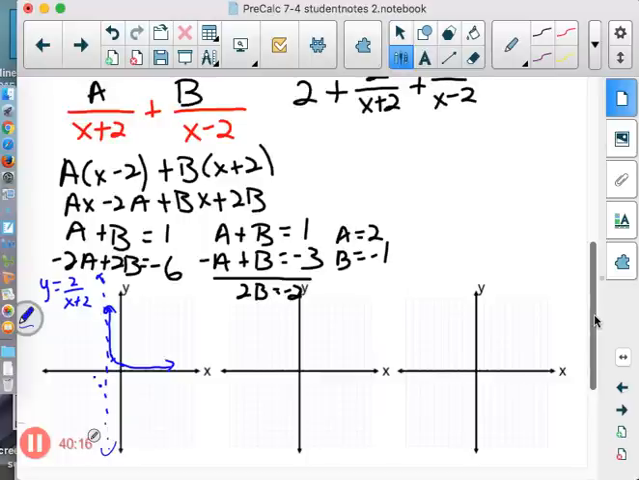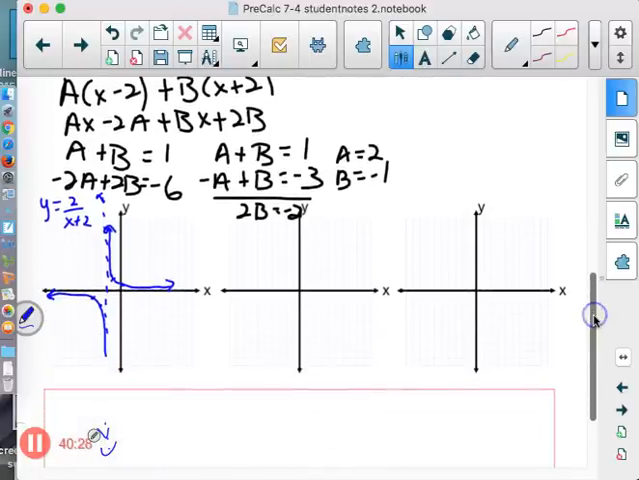And again, because we know the behavior of these hyperbolic graphs, that graph's done. Now we want to graph negative 1 over x minus 2. Where's the vertical asymptote? 2. So what number should we track?